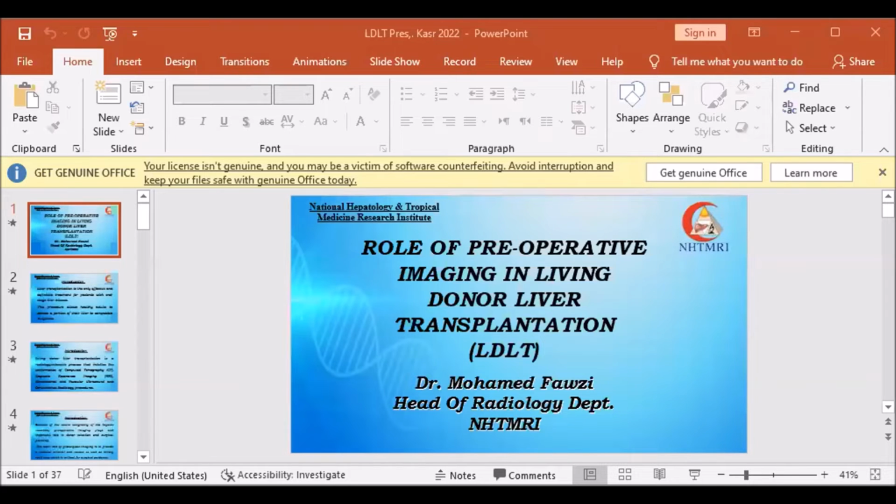What are the volumes that we measure? We measure the whole liver volume. We measure the right lobe without the middle hepatic vein. We measure the right lobe with the middle hepatic vein. And on the other side, the left lobe with the middle and the left lobe without.